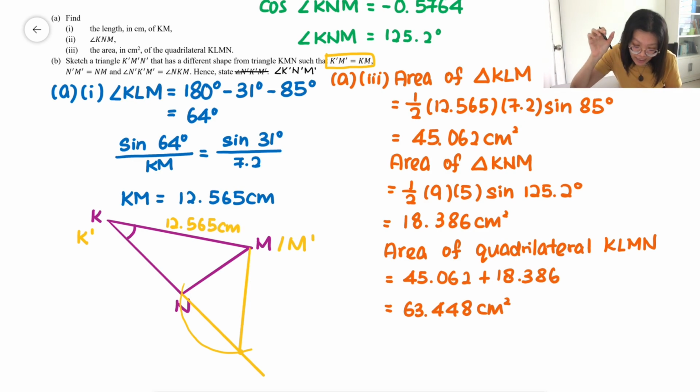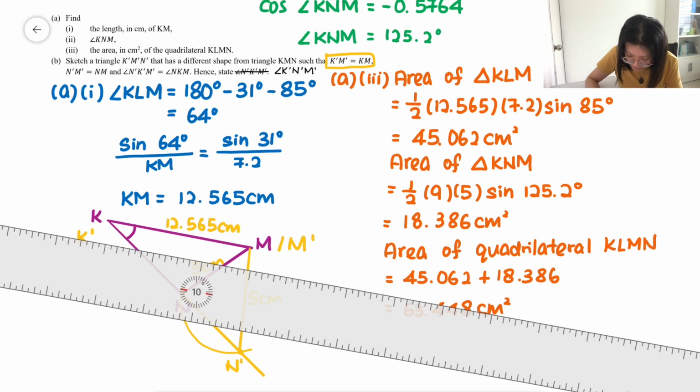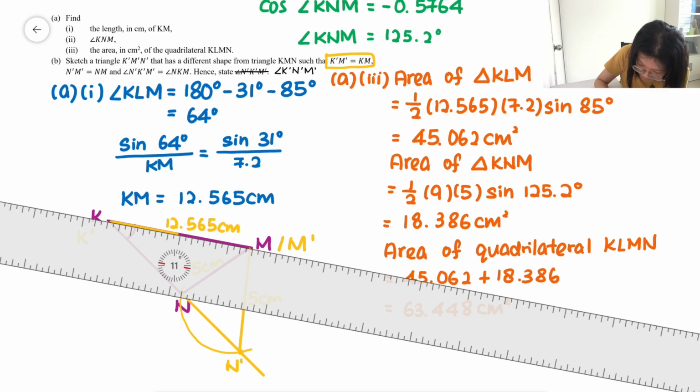After that, N prime M prime. This is my M prime. N prime M prime equals MN, 5 cm. Because just now we used the compass to draw, right? Remember? The question never mentioned that KN must be the same. That's why I can extend my KN. So here you go, my another triangle. Let me draw out the final answer using a yellow color pen so that you can see clearer.